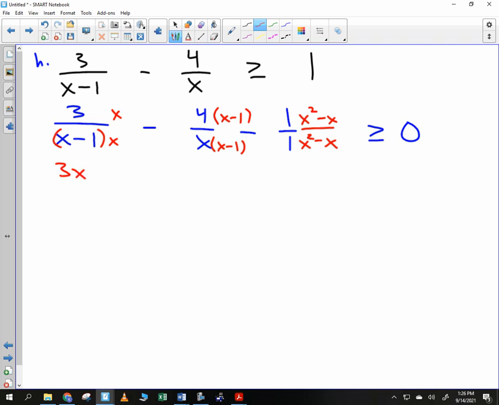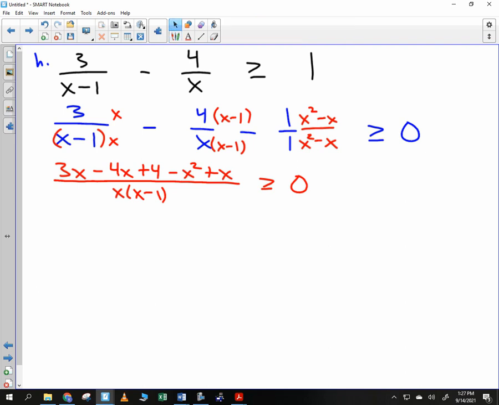3x, what? Minus 4x plus 4 minus x squared plus x all over x times x minus 1. So, super important that you keep that organized. All right, let's look and see what happens.